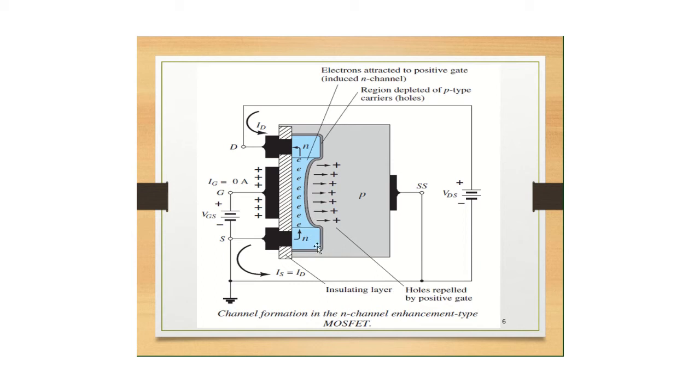I repeat, since the channel is non-existent initially when VGS is 0, and the channel is enhanced by the application of positive gate to source voltage, this type of MOSFET is called enhancement type MOSFET. Now, as VGS is increased beyond some particular level, that is the threshold level, the density of the free electrons in the induced channel will increase, resulting in increased level of drain current.